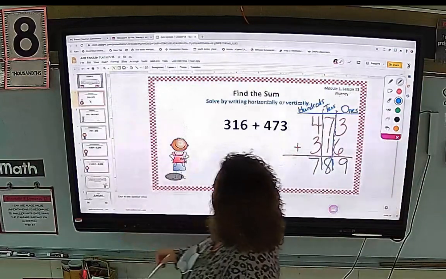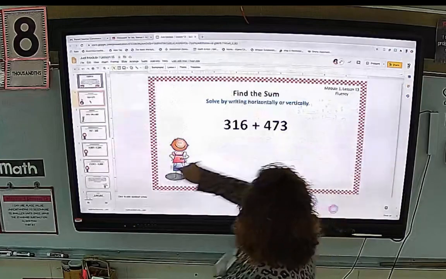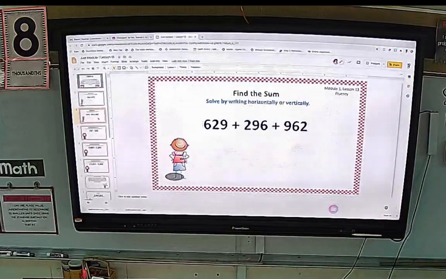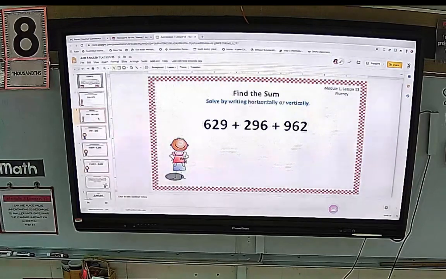Okay, let's move to this one then. This one. Okay? Give that one a try. 2 ways to do it. Stack all 3 numbers up together, or add 2 and then add the other one to that answer. There's a lot of 6s and 2s and 9s in that number, so be careful how you write your numbers.